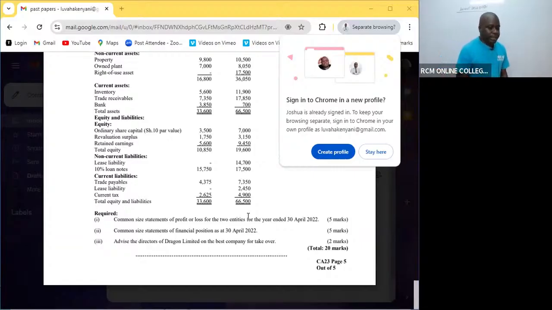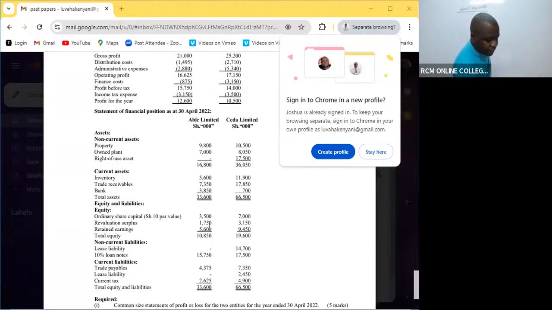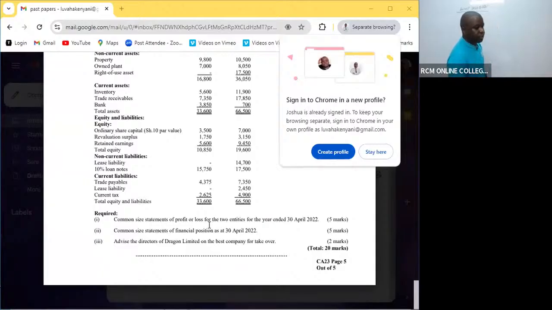Then advise the directors of Dragon Limited on the best company for takeover. So here we'll be able to do what we call the vertical analysis. We'll represent these figures using the common size, because in this case we haven't been given information regarding a number of years, so we'll have to do a vertical analysis.